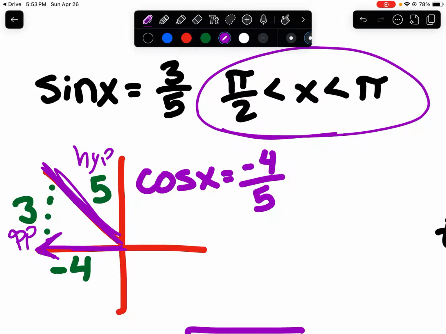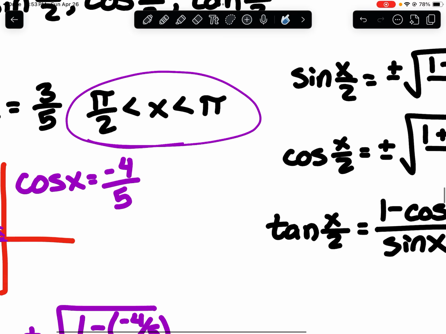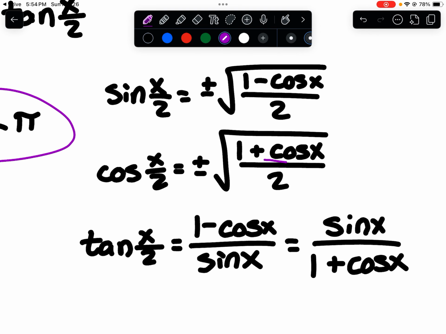The thing we have to be careful with though is since our side is going to the left, that is technically going to be a negative value. So that would be -4 for that adjacent side, which tells us cosine x equals -4/5, which is a big piece of information because our sine x over 2 and our cosine x over 2 are both relying on a cosine x value. And that's the piece that we just found was -4/5. So that's what we're going to be able to plug in there.